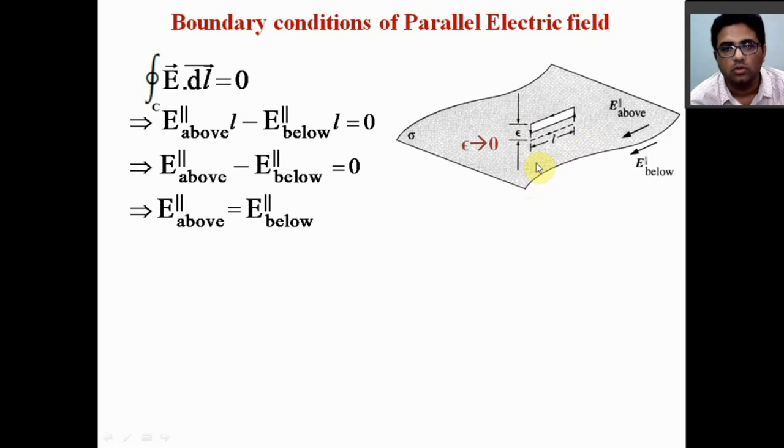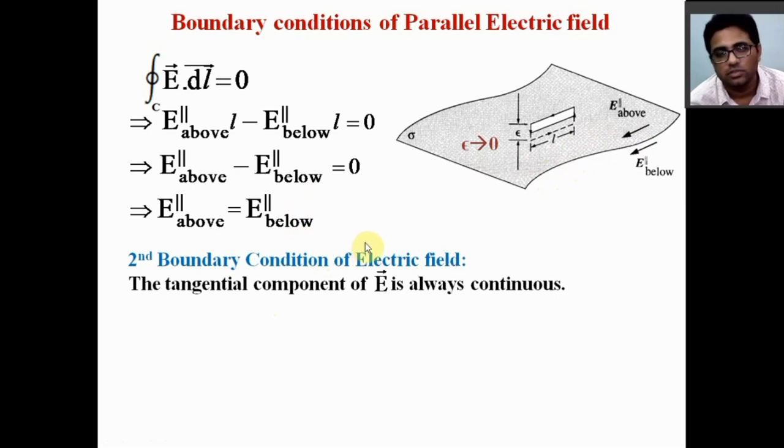Now, as we know, the electrostatic field is conservative in nature, so the closed line integral of E dot dl over this rectangular loop will be 0. As epsilon tends to 0, the only contribution comes from the length parallel to the charge sheet. And we get that the parallel or tangential component of the electric field is continuous. So this is the second boundary condition of the electric field.